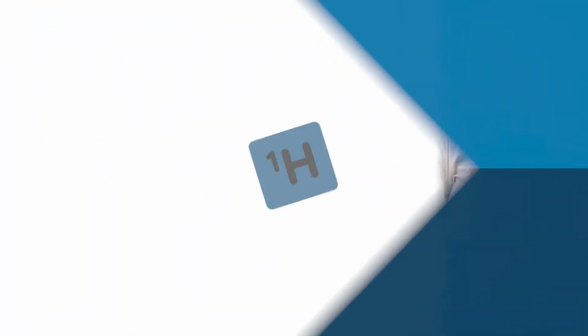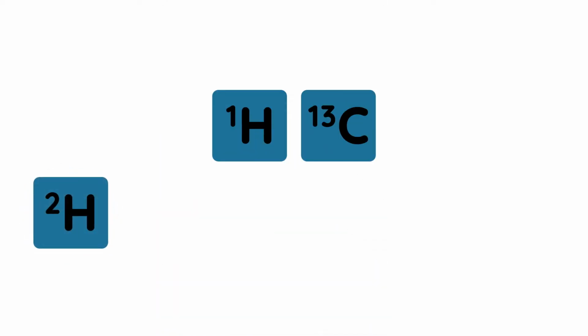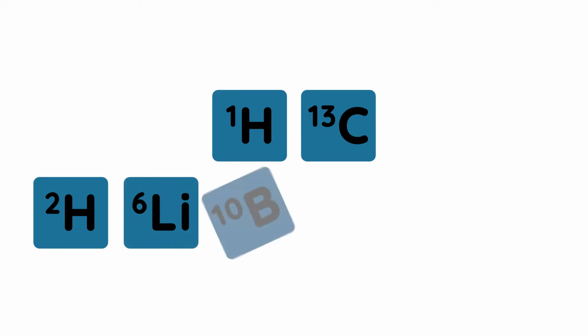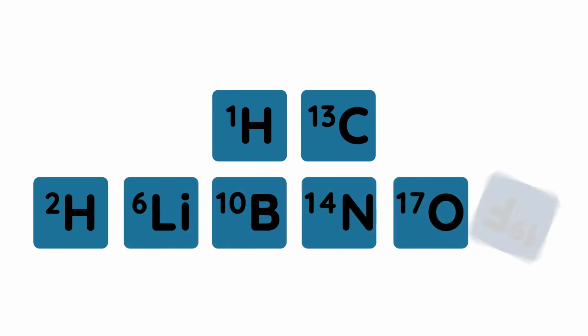The energy of the specific frequency depends on the magnetic field strength and the magnetic properties of the isotopes of the atoms. The most commonly studied nuclei are hydrogen-1 and carbon-13, although nuclei from isotopes of many other elements, such as hydrogen-2, lithium-6, boron-10, nitrogen-14, oxygen-17, and fluorine-19 can be studied by NMR as well.